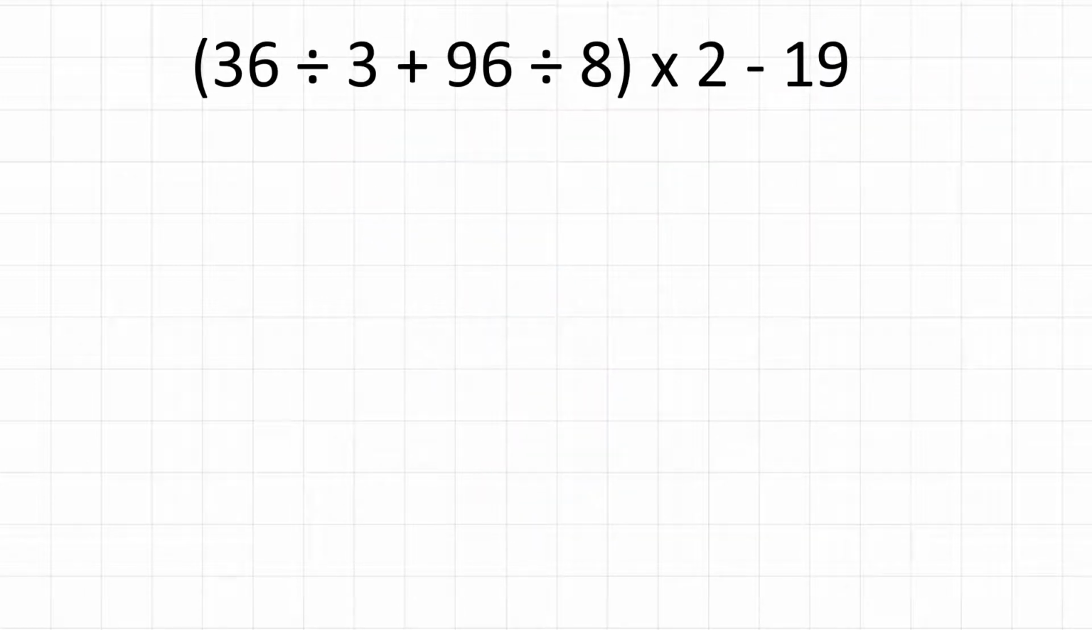Oh, yikes, this one looks like a tough one. So in brackets, I have 36 divided by 3 plus 96 divided by 8, times 2 minus 19. Well, you already know what the first step is. Let's write out BEDMAS. And let's work in the brackets first. So using green, I'm going to do the multiplication and division before I do the addition and subtraction. So I have to simplify these two within the brackets.